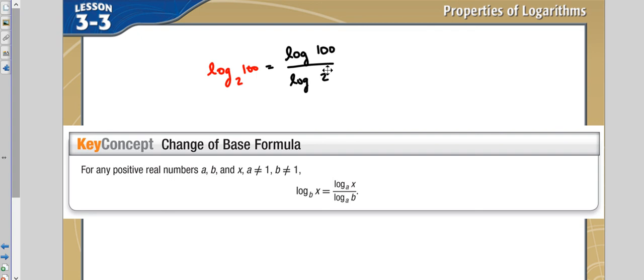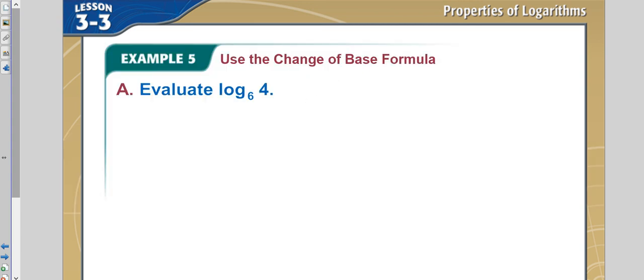So the base becomes the new number, and now you change to whatever base you want. In this case, I chose a base of 10, a common logarithm. That's how you'd usually use it, is to change it to a common logarithm. So log base 2 of 100 is the same thing as log of 100 divided by log of 2. Again, when it's the common base, you don't have to say the base.